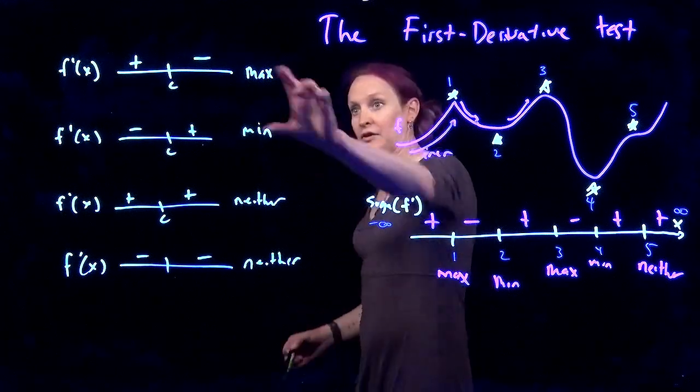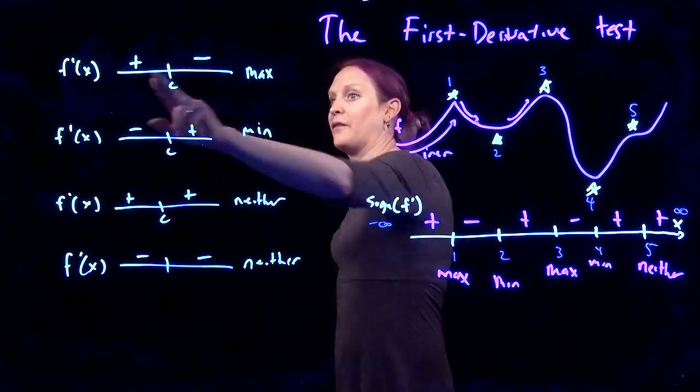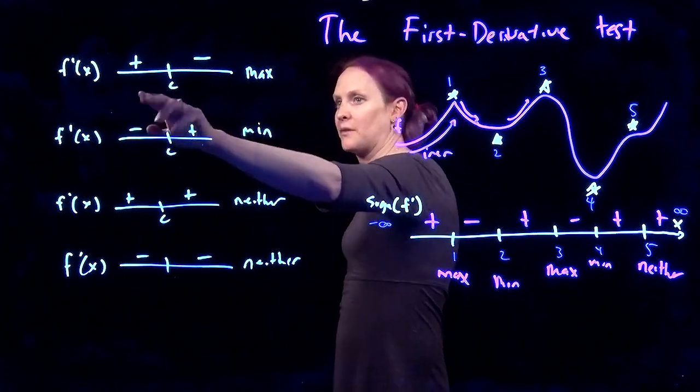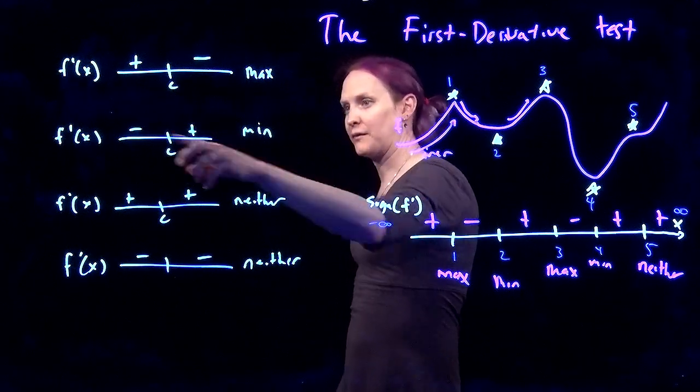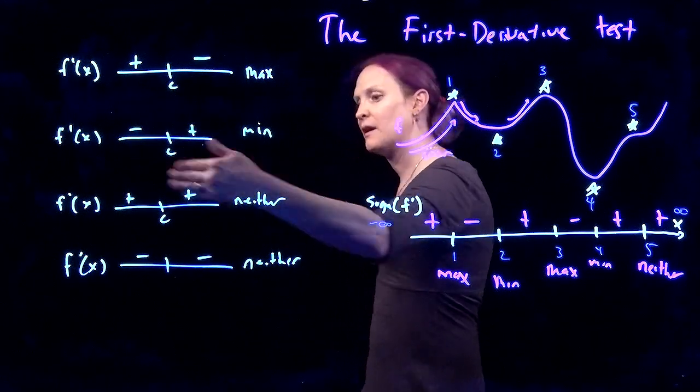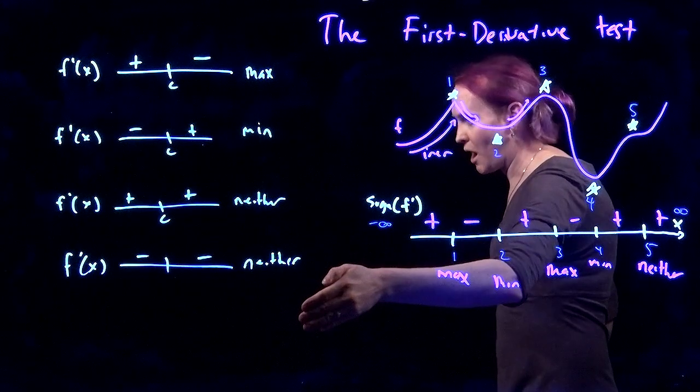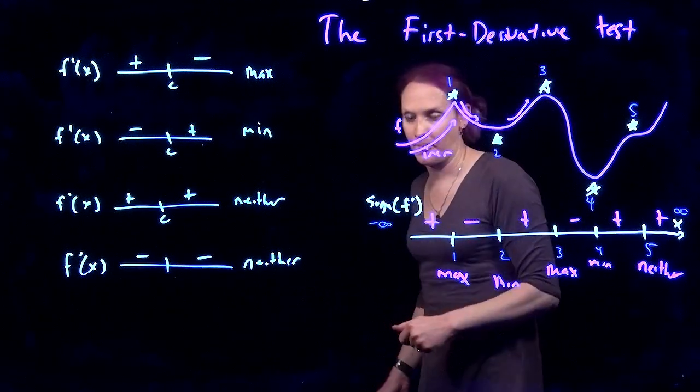So if there's a sign change, you have a min or a max. If it's increasing and then decreasing, then you have a max. If it's decreasing, then increasing, min. No sign change, no optimum whatsoever. Okay?